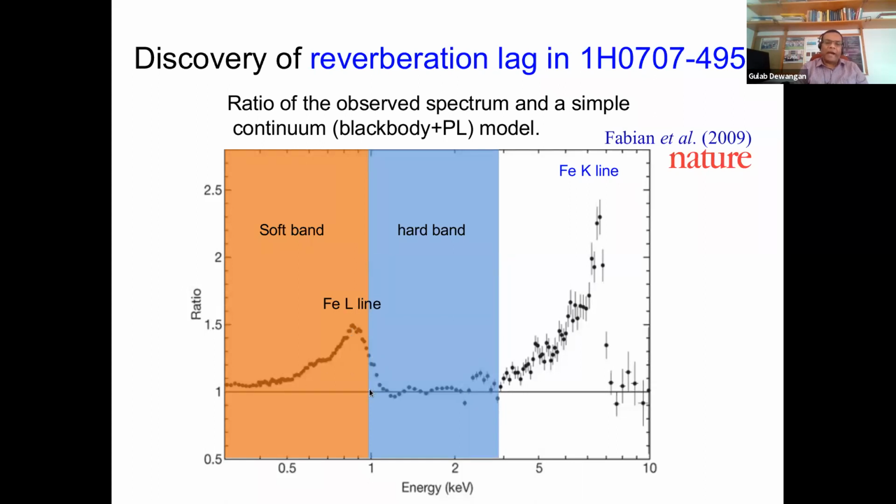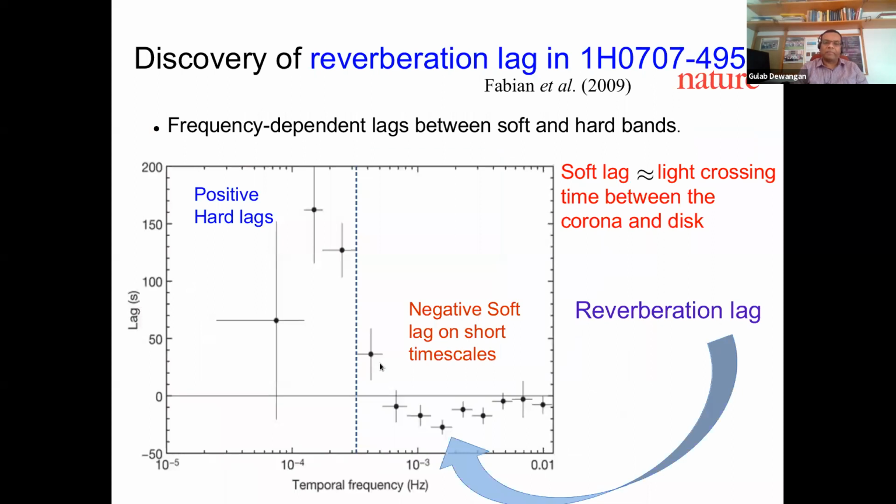So one band was chosen which was dominated by this iron L feature, and another band which was dominated by the continuum emission. One can think of this as an illuminating band. The hard band is essentially the illuminating band, and the soft band mostly consists of the reflected component. Then one looks at the relationship between these bands. So these people, Fabian et al., calculated the cross spectrum and the time lag spectrum.